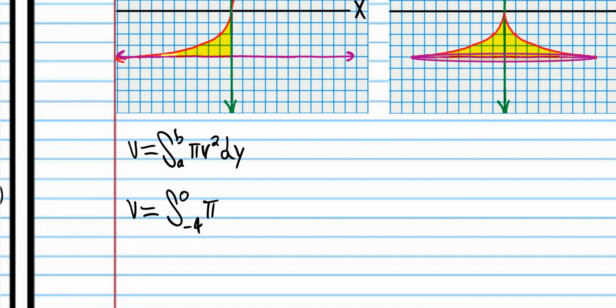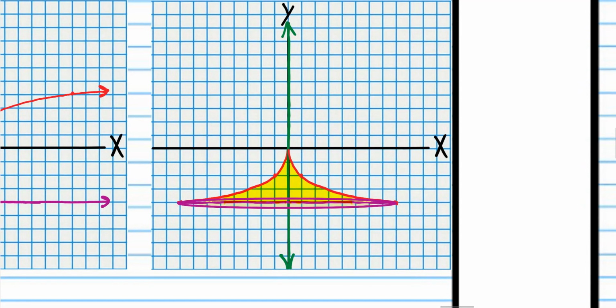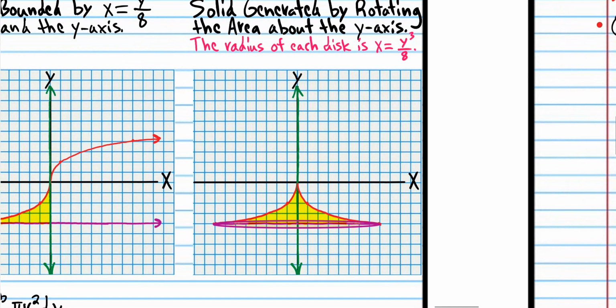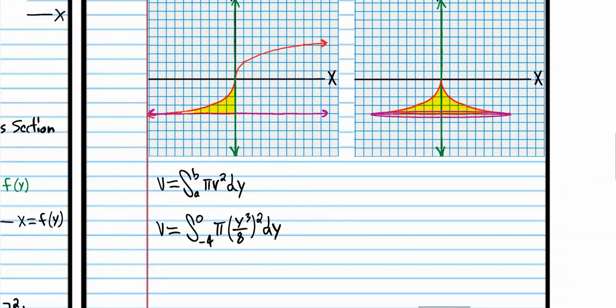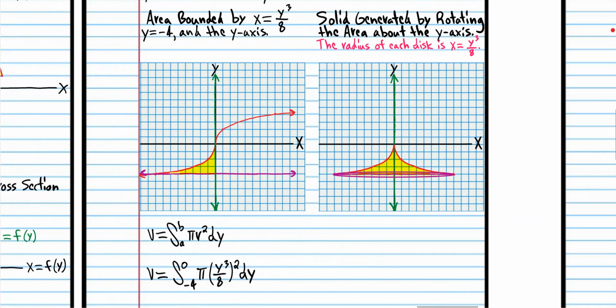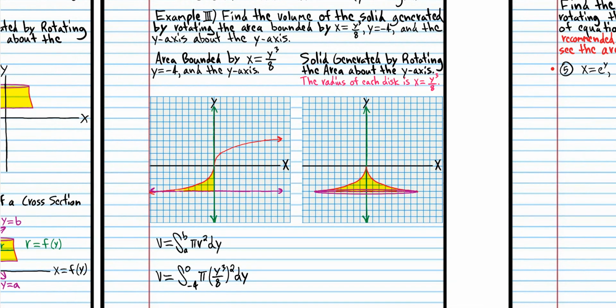So the radius is going to be whatever this length is, this black length here, and again, that can be written in terms of y. It's an x value that can be written in terms of y. So y cubed over 8, and of course the radius has to be squared. So that's it. That's how we find the volume for this particular problem. As you can see, it's not really that difficult.